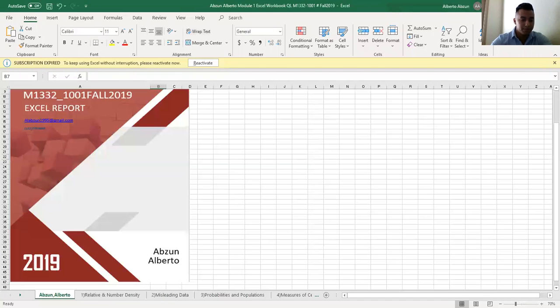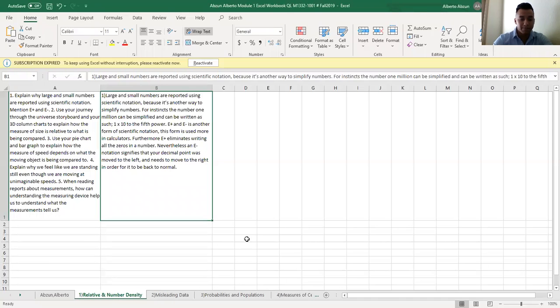Okay, so we're going to start with my cover page. I have my course, the title, my email, my phone, my name, and the year as well. So our first topic is relative and number density. For this topic, I answered question 1.